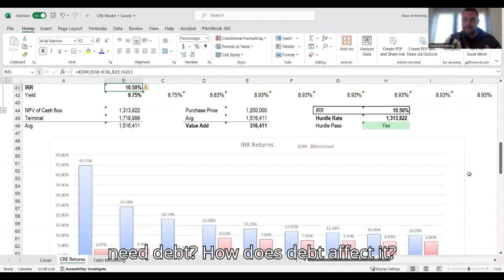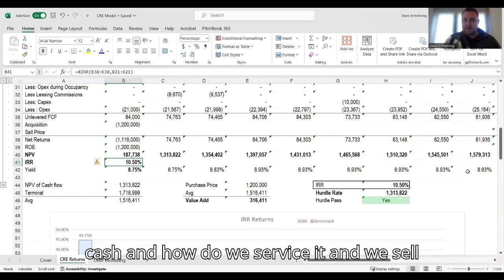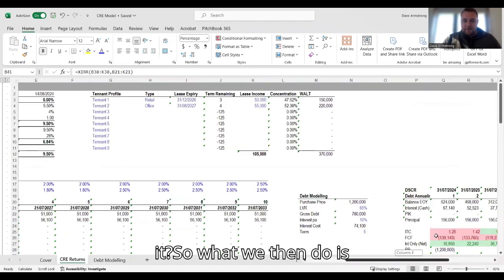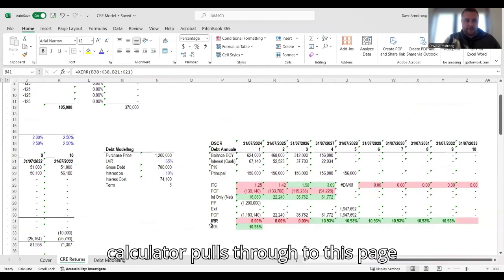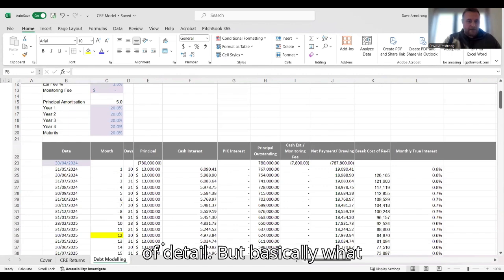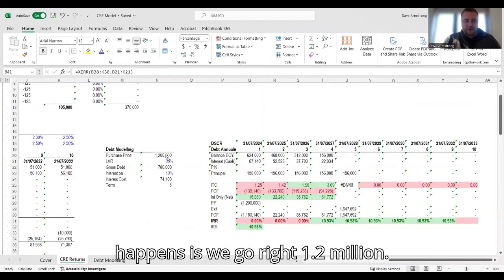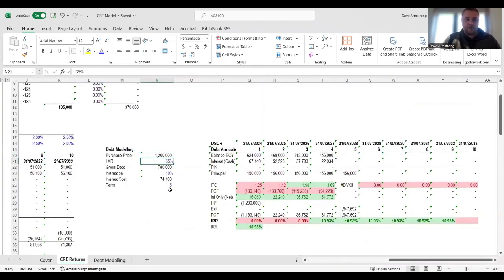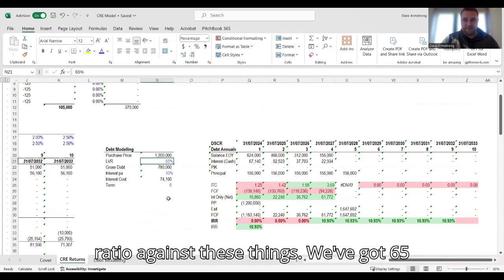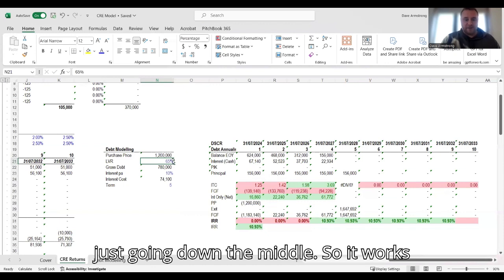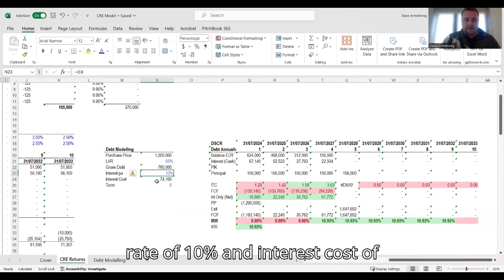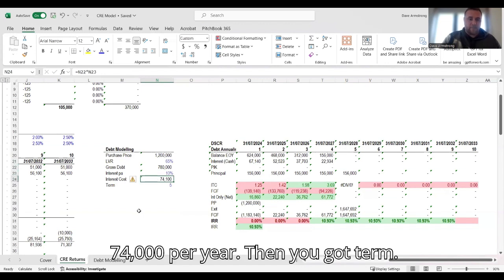How does debt affect it? Because obviously that's going to use up cash, and how do we service it? We sell it. So what we then do is over here, we've got a little debt calculator. It pulls through to this page here if you want to go into lots and lots of detail. But basically what happens is we go, right, 1.2 million. Typically you'll get 60-70% loan to value ratio against these things. 65 just goes down the middle. So it works out at, say, a debt of 780, interest rate of 10%, and interest cost of 74,000 per year.